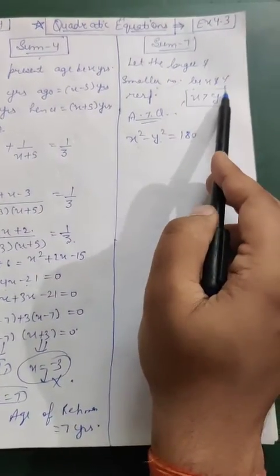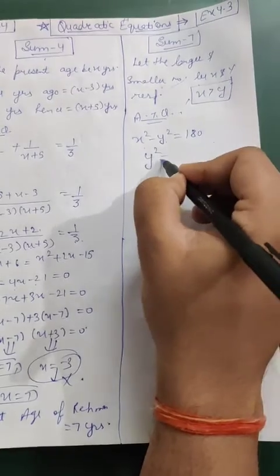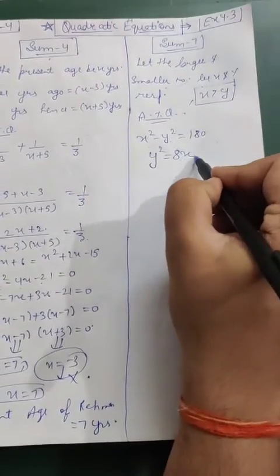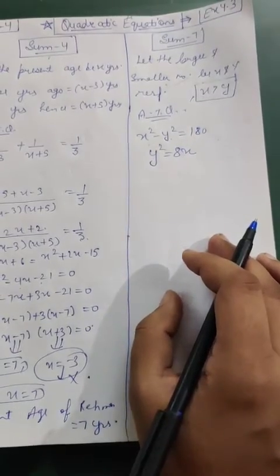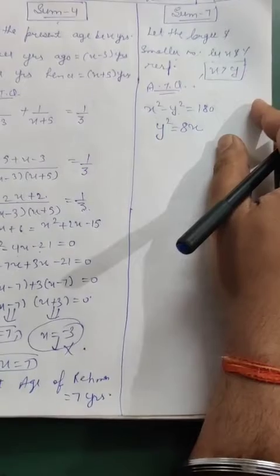What is the smaller number? That is y. Square of the smaller number, y square, is 8 times the larger number, and what is the larger number? That is x. So y square is equal to 8x.